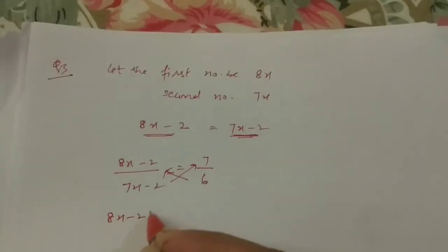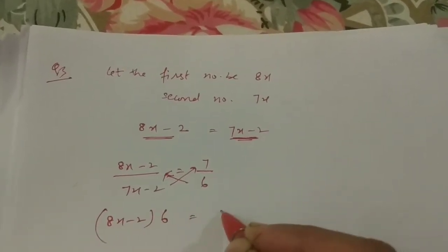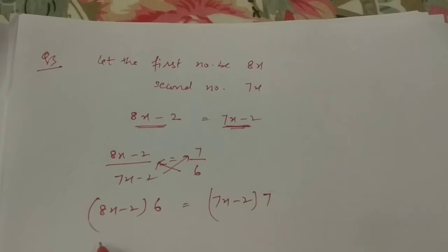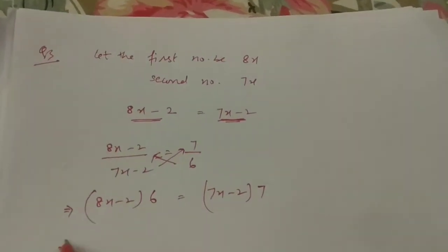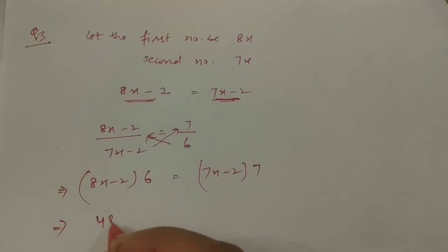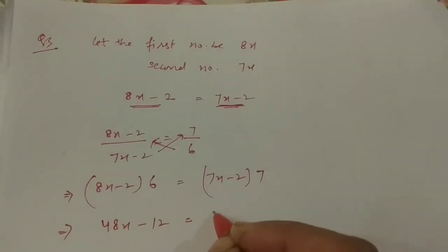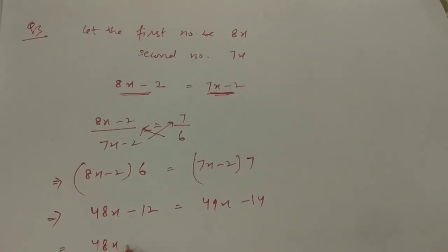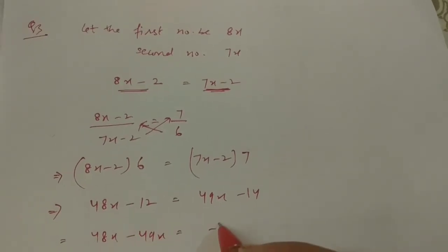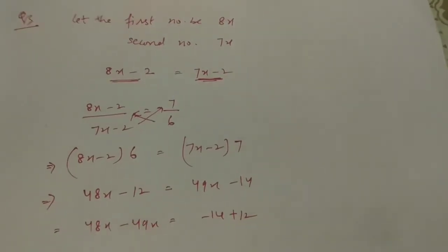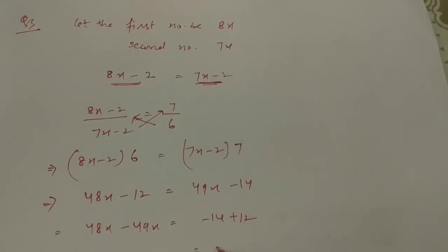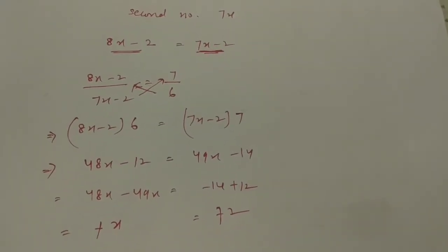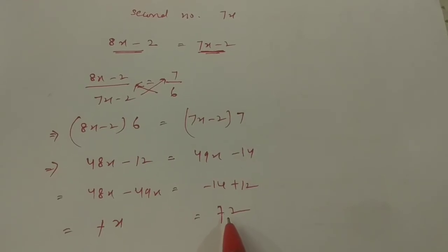So 8x minus 2 will be multiplied by 6 and 7x minus 2 will be multiplied by 7. So in our next step, 48x minus 12 equal to 49x minus 14. So here 48x minus 49x is equal to minus 14 plus 12. So here minus x is equal to minus 2. These both signs will get cancelled out. So x is coming to be 2.